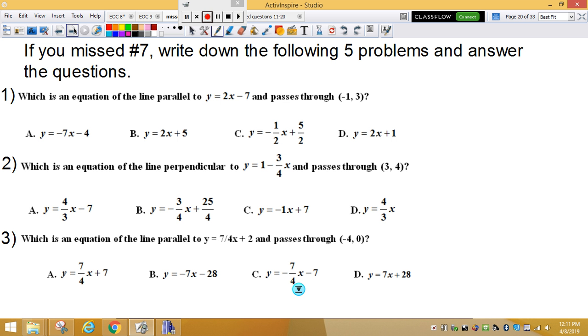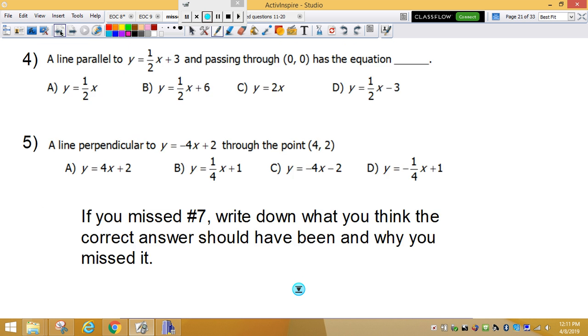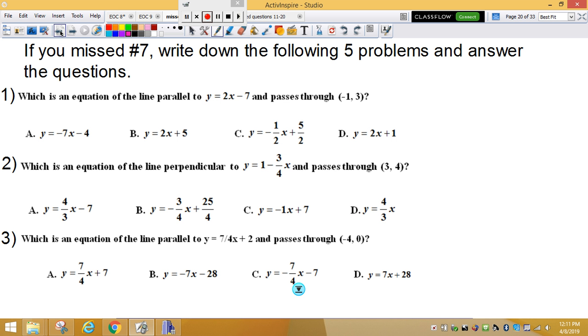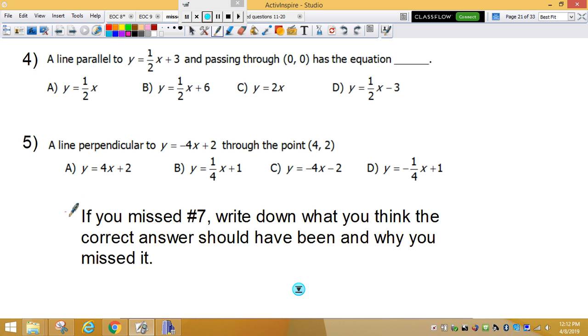So if you missed number 7, there are 5 problems. Here's 1, 2, and 3, and 4, and 5. I want you to write down the problems. The part I want you to write down is this part. I want you to write down the ordered pair. And just look, if it's parallel, remember it means the same slope. So you want this slope to be 2. If it's perpendicular, it means flip it and change the sign. So in this one, here's your slope. You want to flip it and change the sign. So try these. Also, if you missed number 7, don't forget this part down here. Write down what you think the answer should have been and why you missed it.